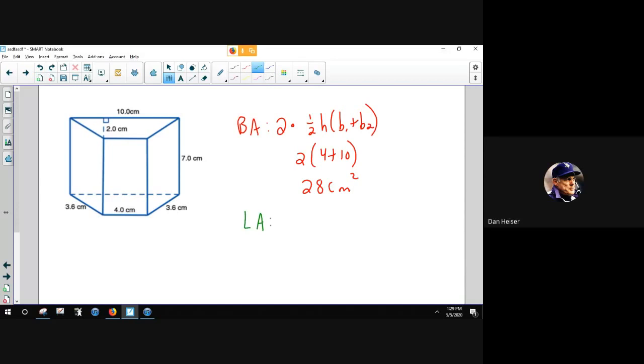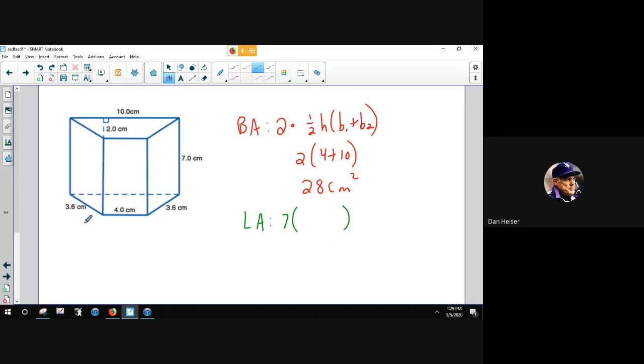Our lateral area. Let's use that shortcut from the last one. All of these 4 walls are 7 centimeters high. So we can take the perimeter of the trapezoid multiplied by 7.